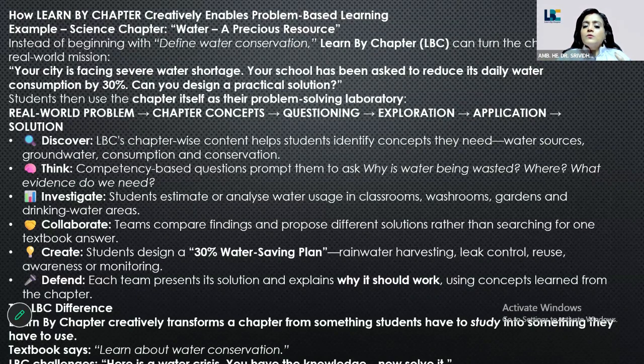Students estimate and analyze water usage in the classroom, washrooms, gardens, and drinking areas. They collaborate in teamwork, compare findings and propose different solutions rather than searching individually. And they create and design a 30% water saving plan. They will come up with rainwater harvesting, leak control, reuse, awareness, and monitoring, where our job as educators is only facilitating the whole process.